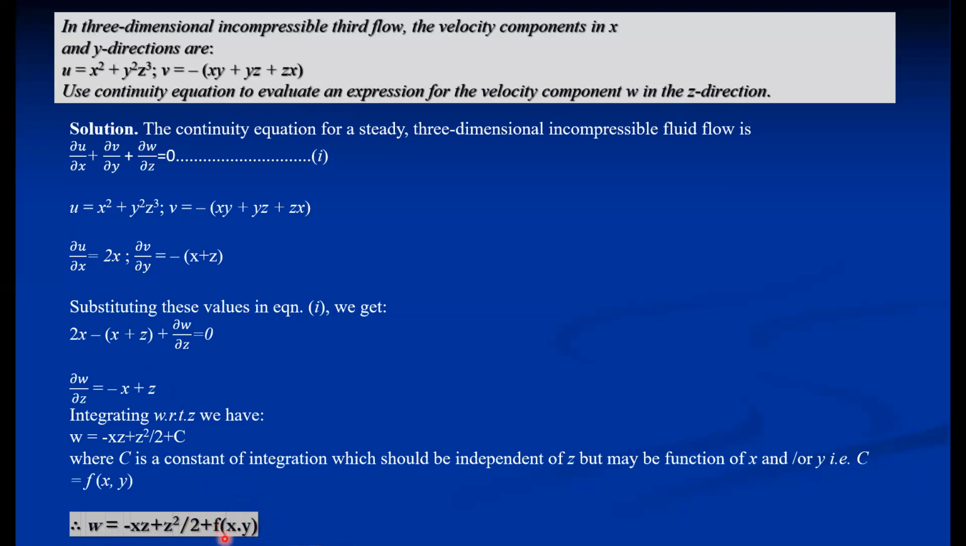f of x, y means that the function is constant for the z component. So it may be a numerical constant, and it may be a functional constant. A functional constant means that particular function is not a function of the z direction. That's why it is treated as a constant. So c can be written in this way. This is actually the right way of writing this.